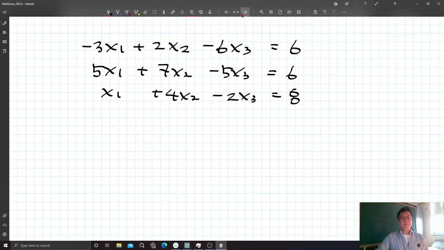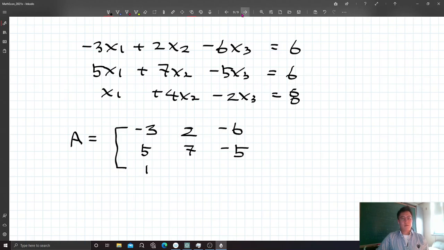Okay. Then the coefficient matrix A is negative 3, 2, negative 6, 5, 7, negative 5, 1, 4, negative 2. Okay, I just collect the coefficients in each equation.